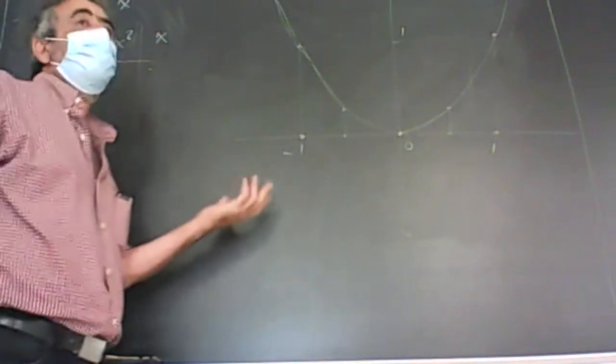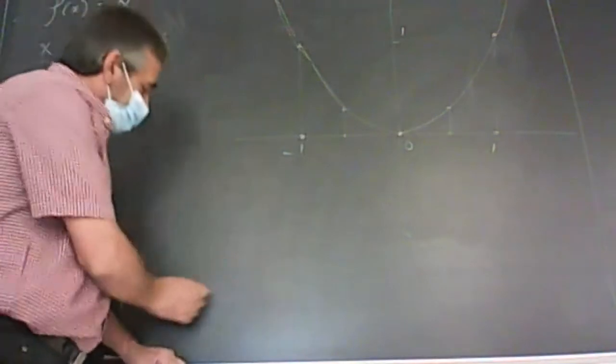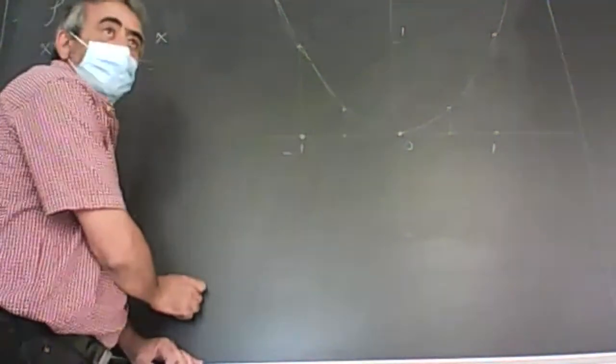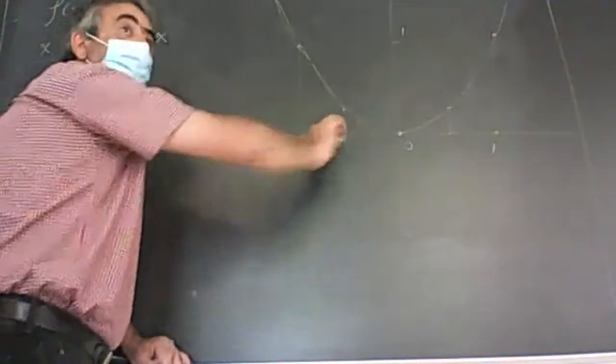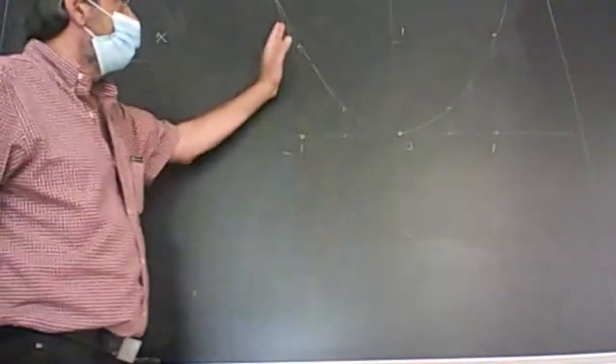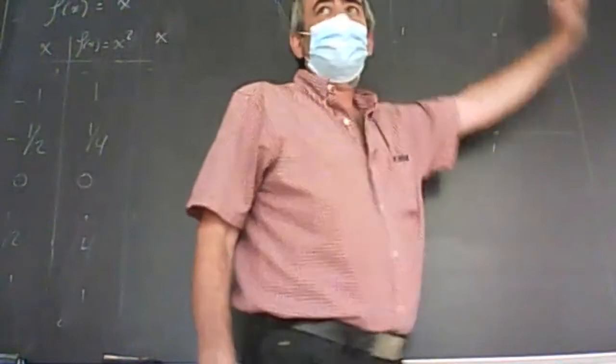And one thing about this, notice what happened when the function was odd. We were starting at the bottom, right, and ending up on top. But on this one, we start on top, we end up where? On top as well.